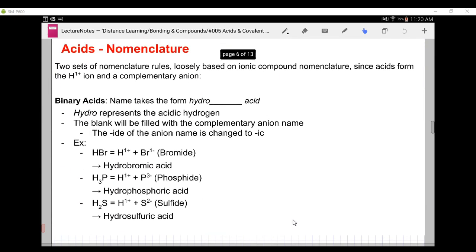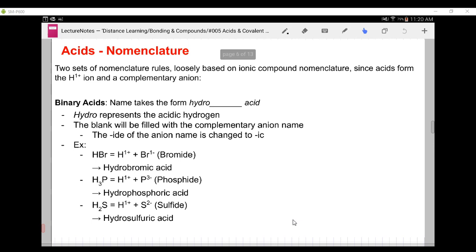For naming these compounds, the first set of rules goes for binary acids, the ones that have the hydrogen and one other element that is not oxygen in them. What we do is we have the form of hydro and then blank, and then the word acid goes afterwards. The word acid is going to be on all of these. Hydro represents that hydrogen ion in the front of the compound, and the blank there is going to represent whatever the resulting anion is after the hydrogen breaks off.